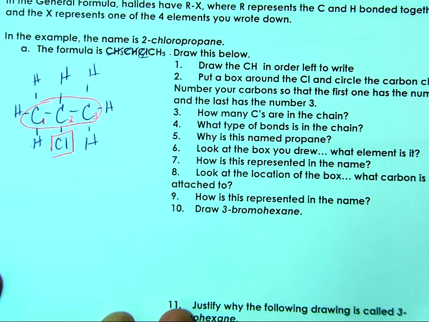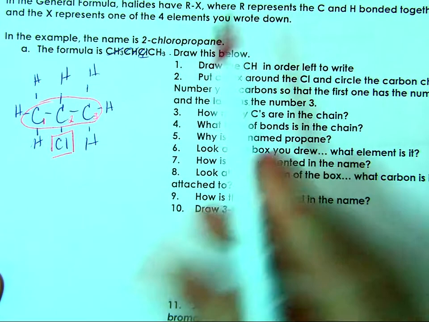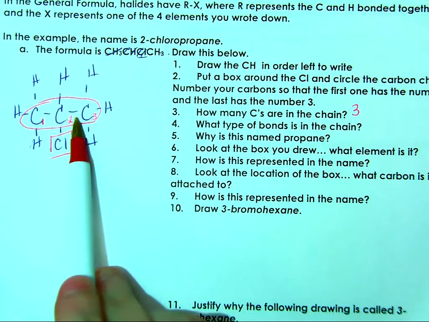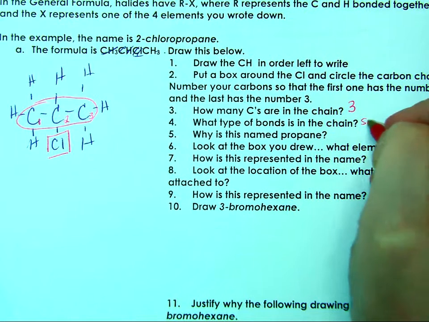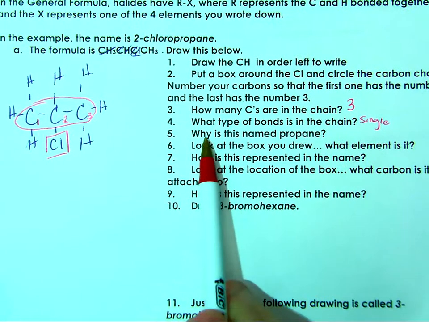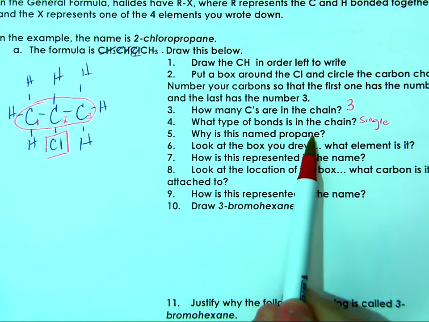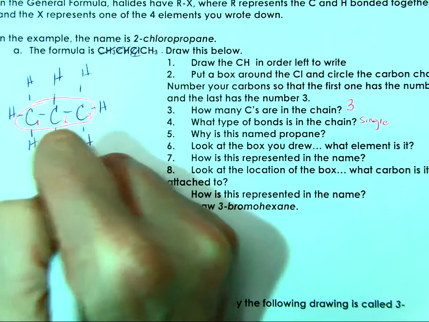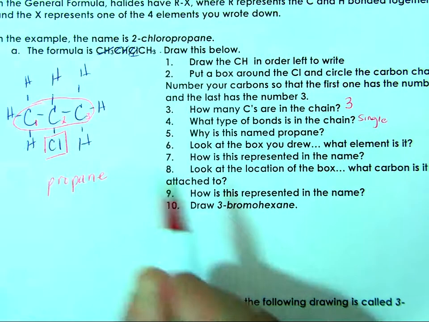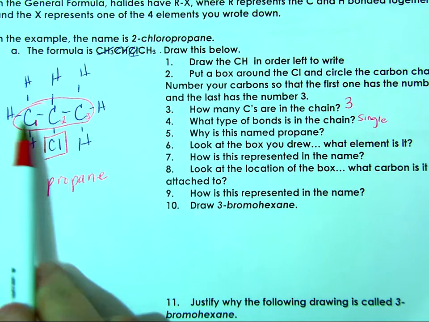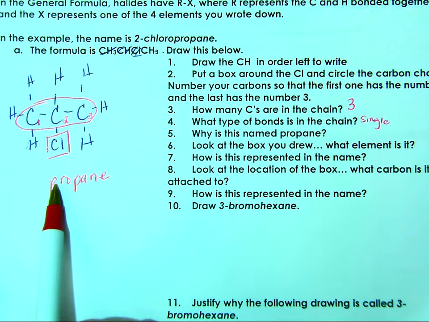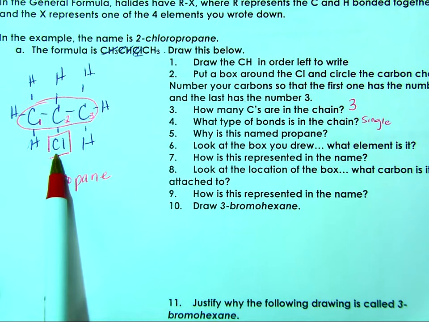Okay. How many carbons are in this chain? 3 of them. What type of bonds are in this chain? They're all single, so we're going to call them single bonds. Why is this named propane? Well, if we didn't have this chlorine, we would call it propane. It's an alkane with 3 carbons, and that prefix is pro. Okay. But now we're going to take into account that box, that functional group.